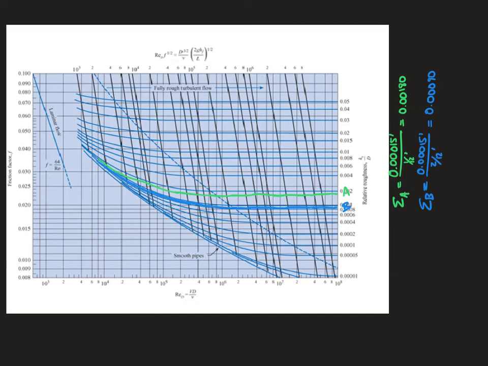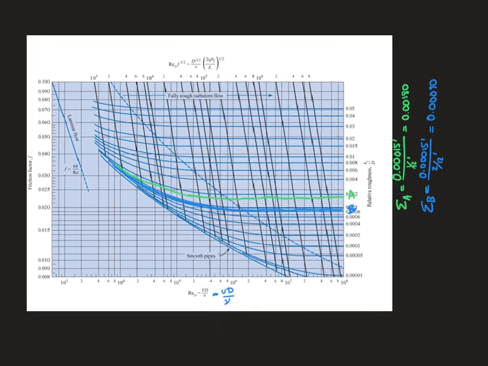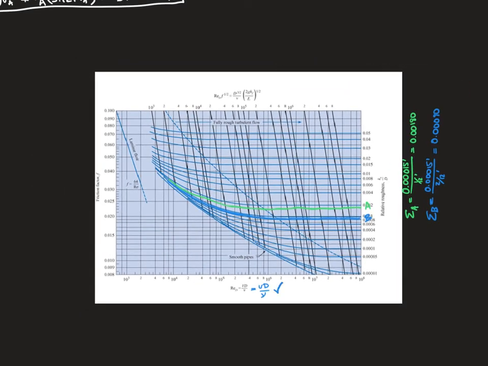But the problem is, we don't know the Reynolds number, and the reason we don't know the Reynolds number is because we don't know V, right? So VD on nu, okay? And we don't know V, so we can't get that. But if we did know that, we could get an F. So if this were known, then F would be known, right?